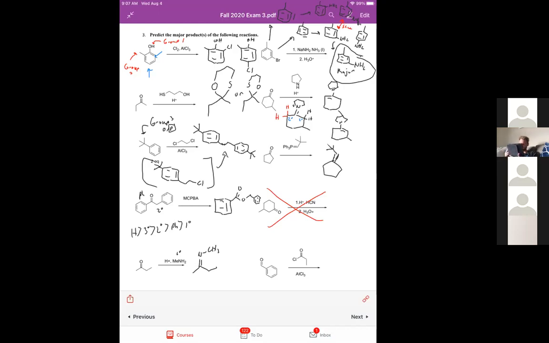All right, last one, we've got benzaldehyde. This is a group 5. That's a meta director. So our aldehyde here, or our ketone here, is going to end up adding meta.